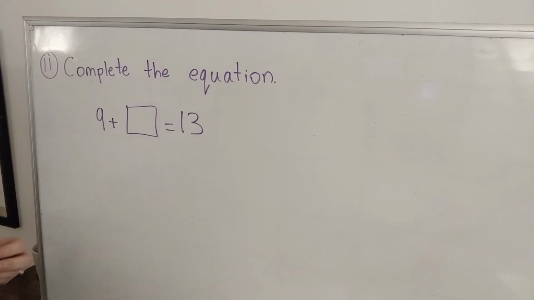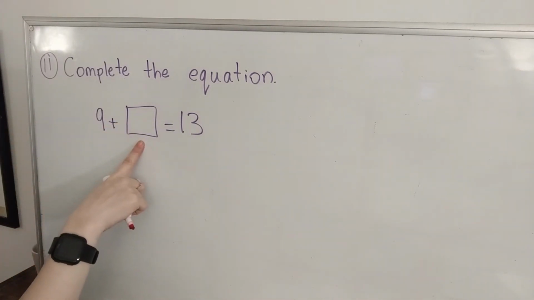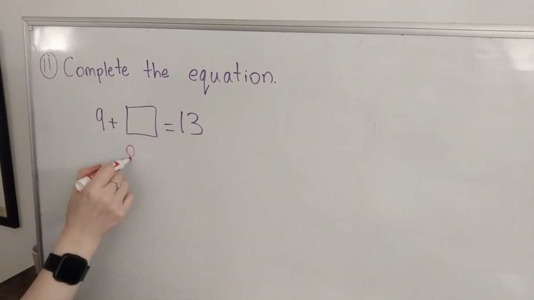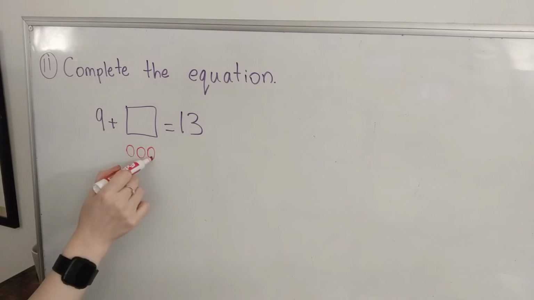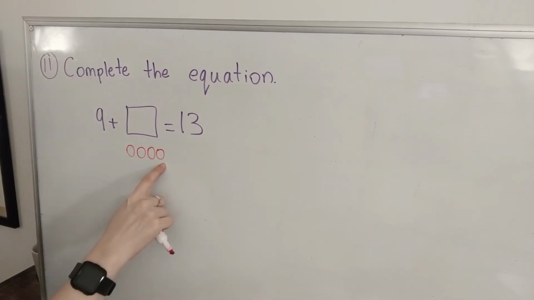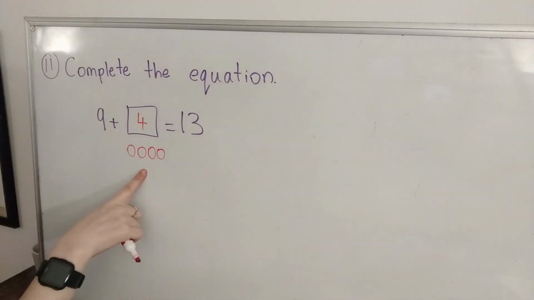Number 11, it says complete the equation. So we're looking for this missing number. 9 plus what is 13? 9 in my head. 10, 11, 12, 13. I got to 13. How many did I count to get to 13? 4. That's one way of doing it.